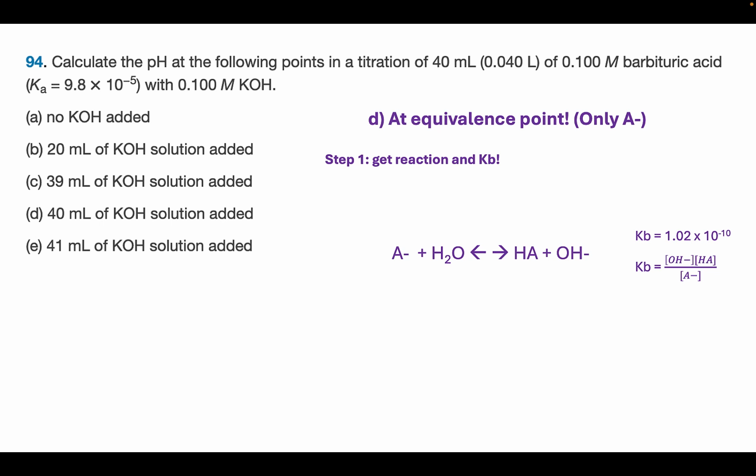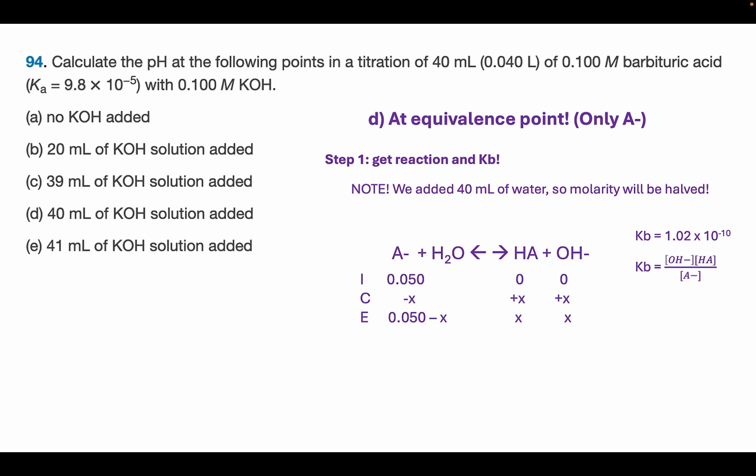Now that we have the equilibrium constant and the reaction of interest, this is pretty much the same as before, except note that we do really need to care about the molarity here because we started with a 0.1 molar solution and we doubled the volume, so the molarity is going to be halved. So really when we have this A minus solution, it's based on a molarity of 0.05 molar. From there, everything really is the same. We get the following. We can make our approximation here.